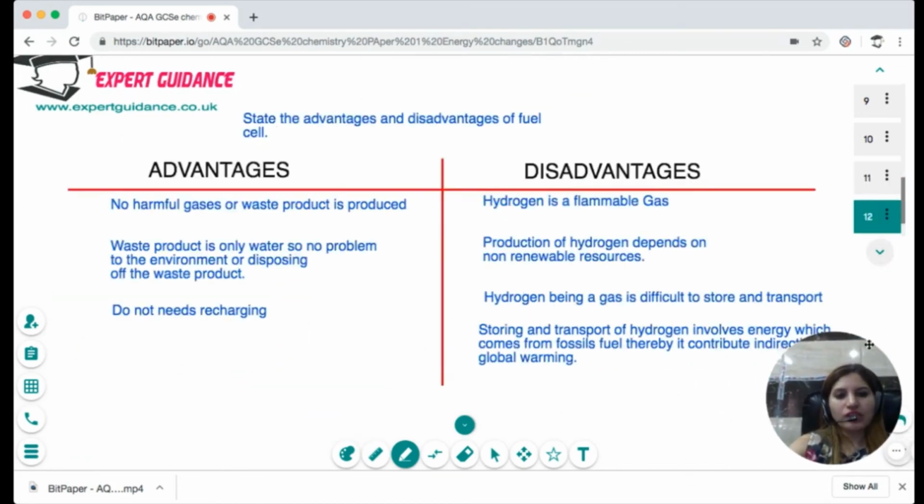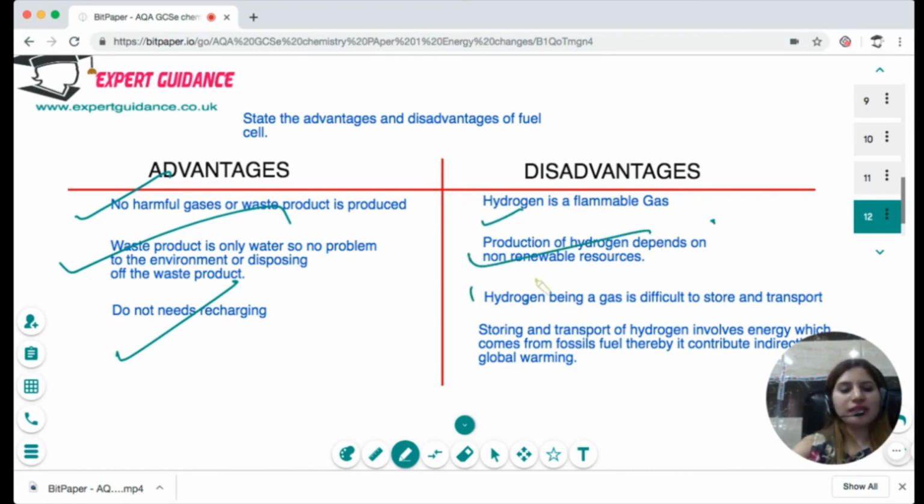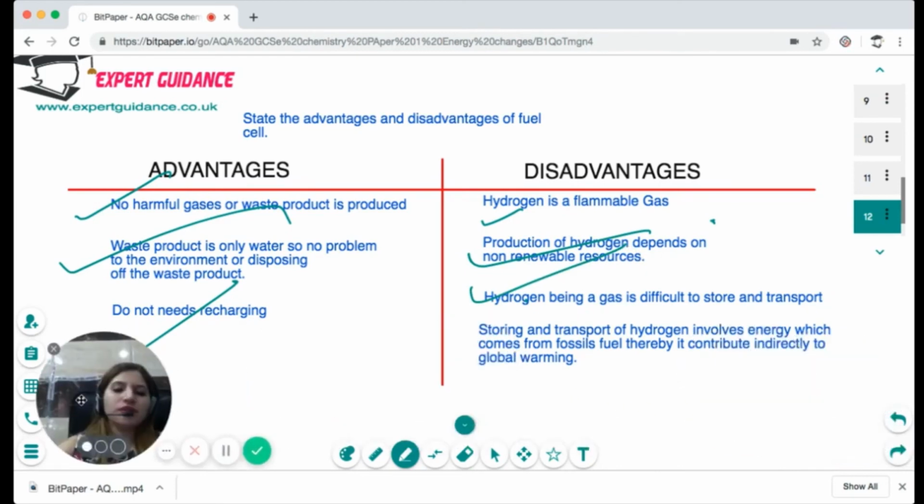For the advantages and disadvantages of the fuel cell, we have already discussed. No waste product. Waste product is only water, does not need charging. Disadvantages: hydrogen is flammable. Production of hydrogen depends on non-renewable resources. Hydrogen, being gas, is difficult to store and transport. And storing and transport of hydrogen again involves a dependency on fossil fuel, which contributes to global warming.